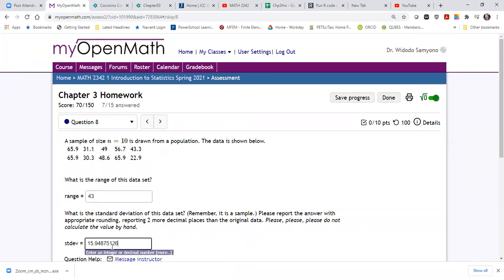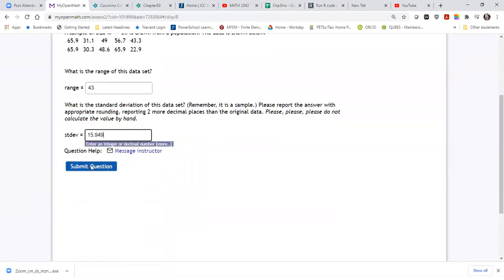Okay. So you have to be careful here. Reporting to more decimal places than the original data. The original data is only one decimal, right? So the reporting decimal place will be 3 decimals. Okay, so the answer will be 15.949, right? Okay, and you can submit it.